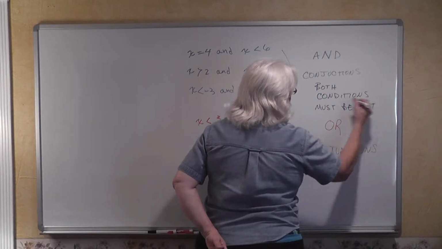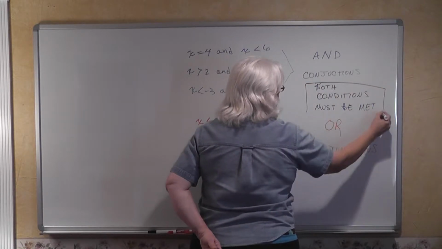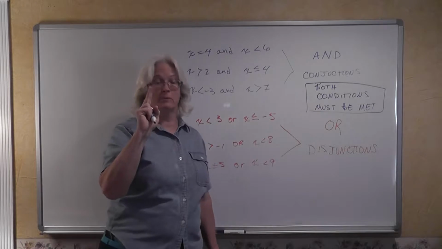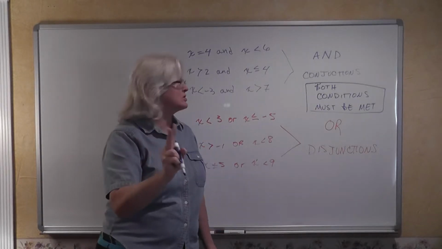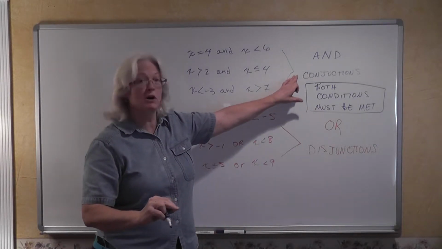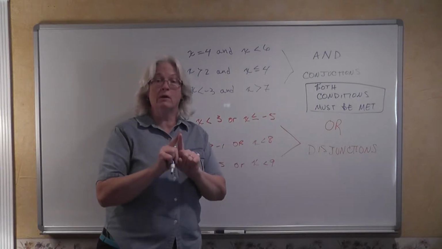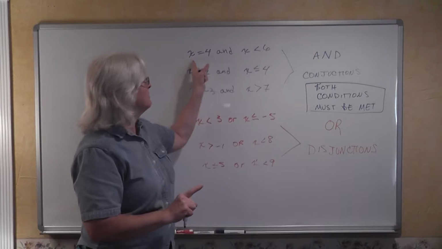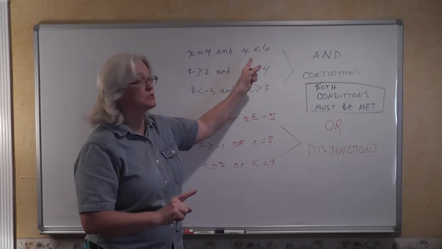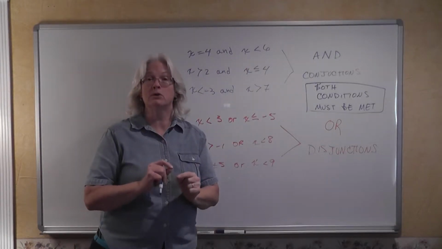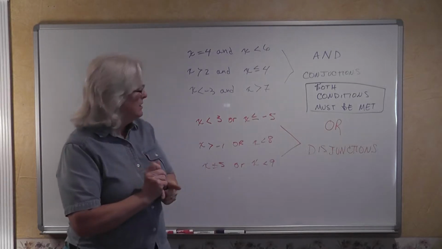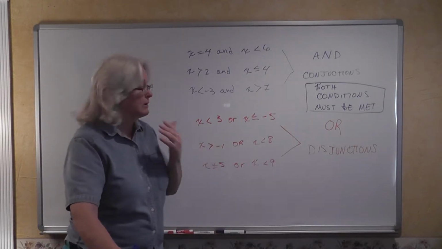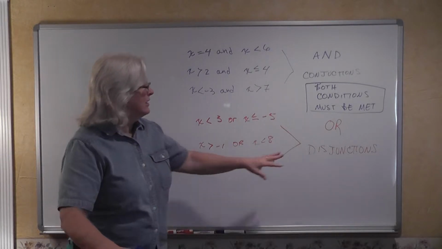Dad told you, clean your room, condition 1, and mow the yard, which is condition 2. Conjunctions require that both conditions must be met. Or with math, both of these separate statements here have to be true statements. Okay, now, I'm going to do another kid job right here.